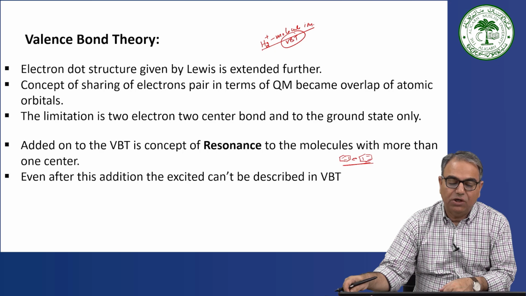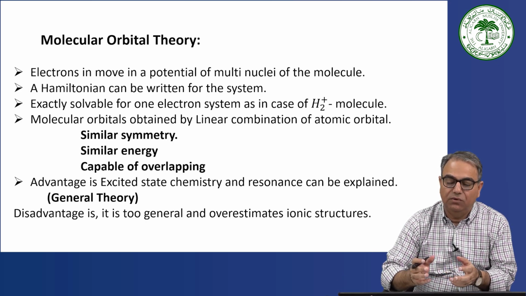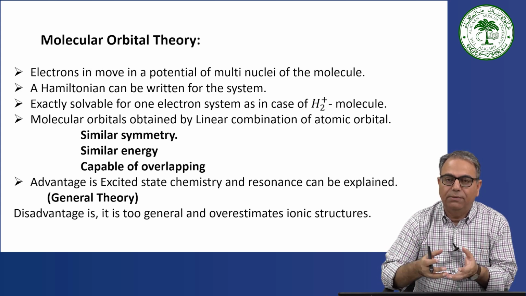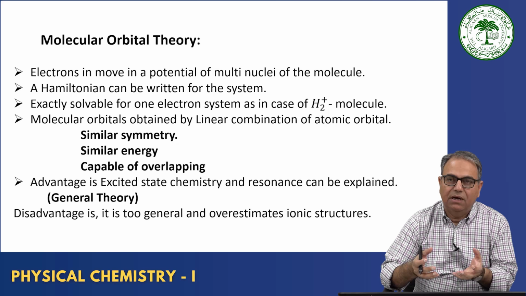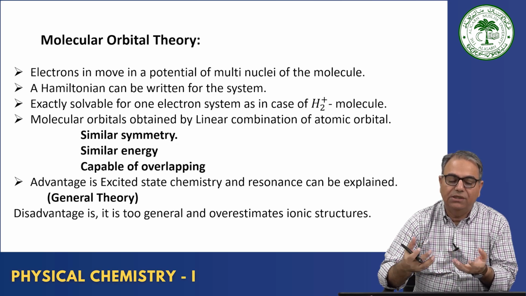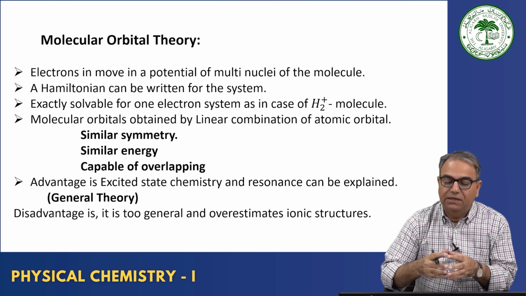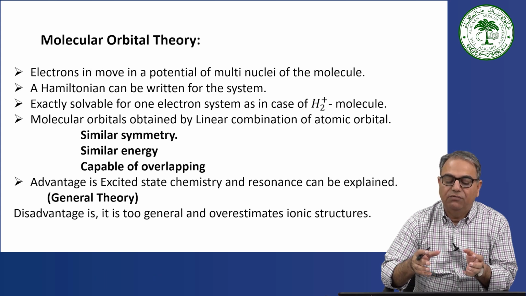In contrast to this, in molecular orbital theory we say that electrons move in the potential of the multiple nuclei of the molecule. You have a field of different nuclei, it could be 2, 3, or 4, and the electrons could also be 1, 2, or 3. So it is multi-centered, multi-electron, or one-electron multi-centered. Any concept is applicable, so molecular orbital theory is in that sense a more general theory as compared to valence bond theory. And either in valence bond theory or in molecular orbital theory, you have to write the Hamiltonian for the system.